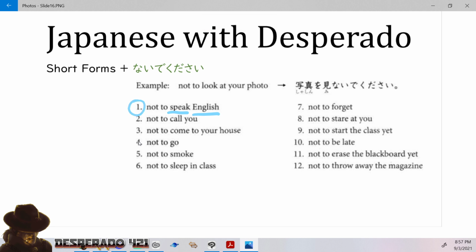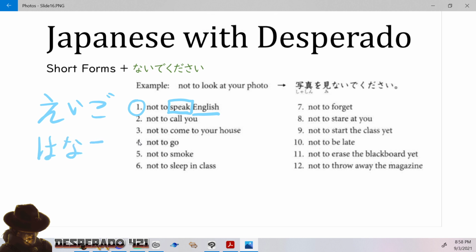So let's try and do number 1 here. Do you remember what English is in Japanese? There you go. Very good. Eigo. And speak. Oh, nope, lost it. Yeah, I'm not sure either. Can we get a hint? No, it's close. It's really close to flower. Hanasu. Very good. So it's hanasu.